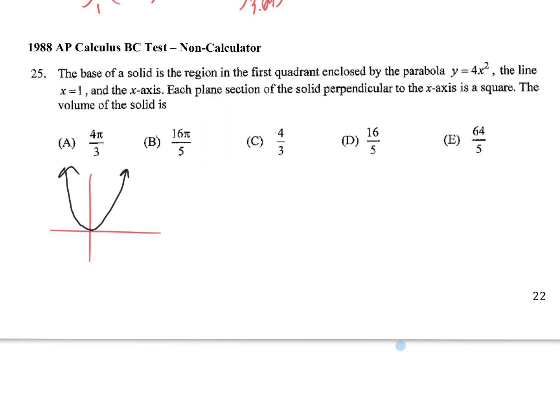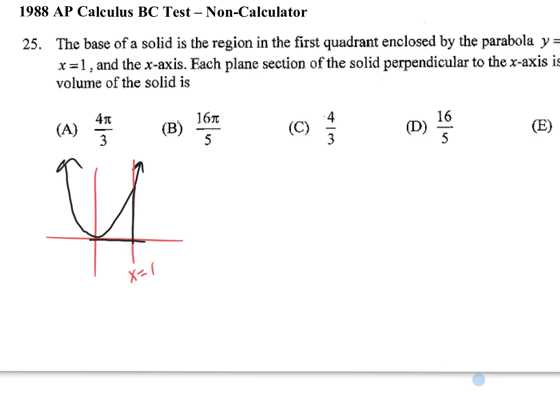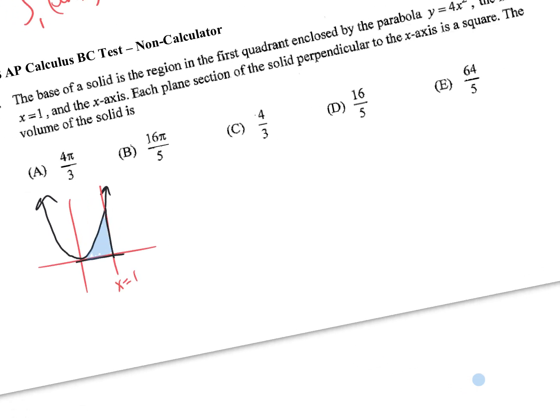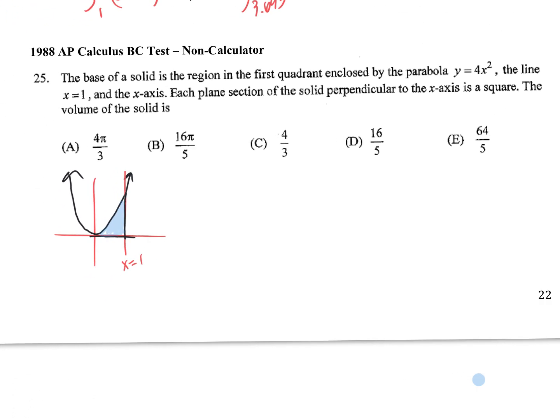And they only care about, it says it's in the first quadrant. It's bounded by x is 1. I'm going to put x is 1 over here. And the x-axis. It's bounded by these black lines. So do you agree we're talking about this shaded region here is the base of this solid? Each plane perpendicular to the x-axis, and to Kate's point, them saying this right here, Kate, is telling us, boom, we got to do dx, is a square.